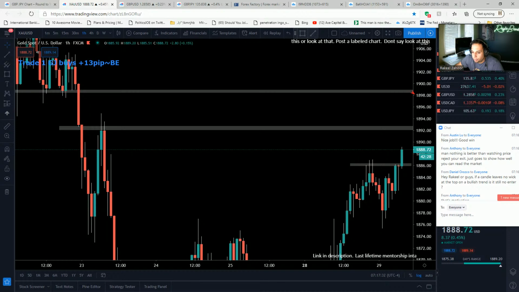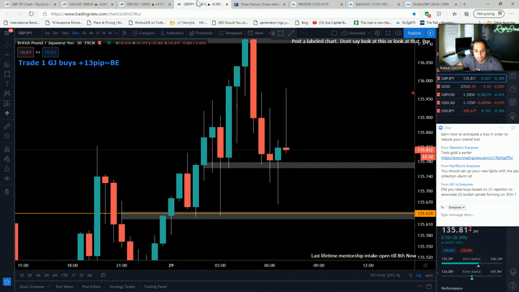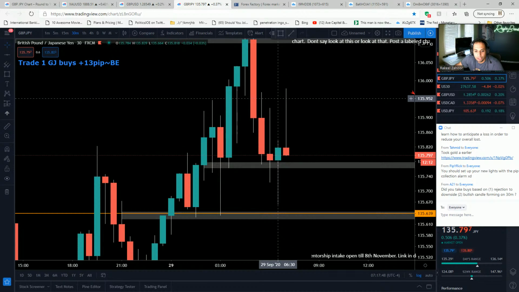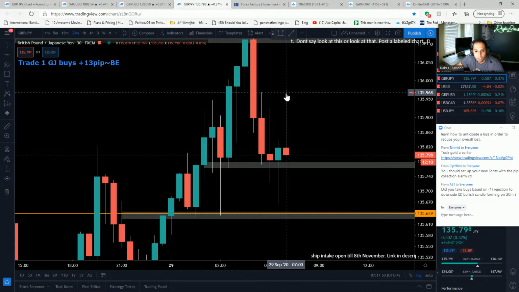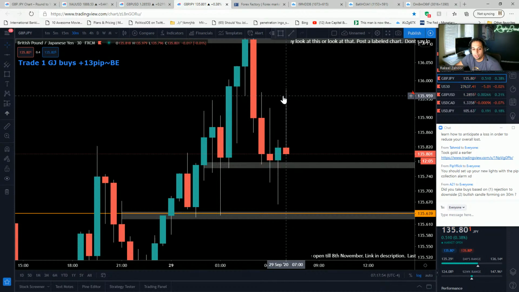Hey, if a candle leaves no wick at the top on a bullish trend, is it still no enter? That's correct. Because if a candle leaves with no wick, like right over here, it means there's no range, so it's a 50-50 chance. And if you look at GJ, my hunch was correct. These wicks are basically rejection wicks, so that's why I think we're seeing a rejection here.